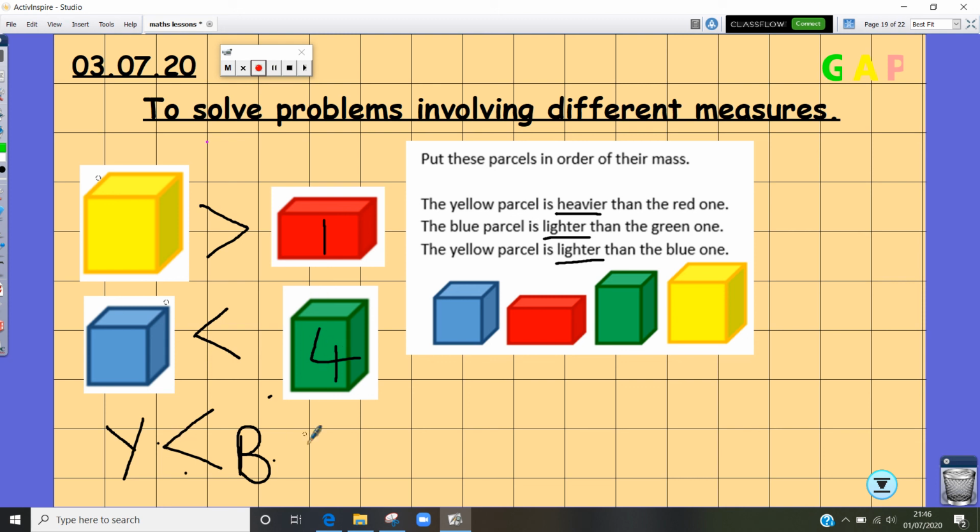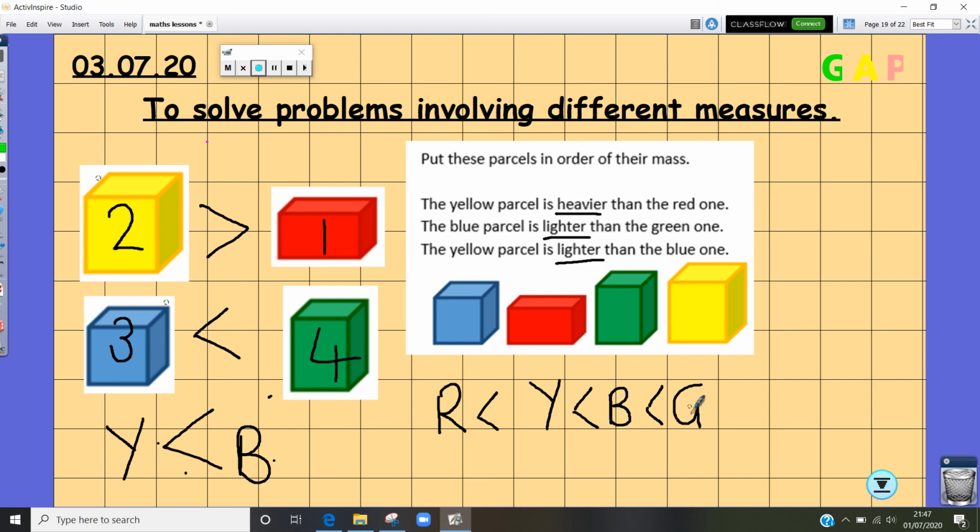Which of these two is going to be number 2? The second lightest. It is going to be yellow. Well done if you've said yellow, which then automatically leaves the blue parcel to be number 3. So if I was to put them in order, I would say that it would be red is the lightest and yellow is the second lightest. It's still lighter than the blue, which is still lighter than the green.